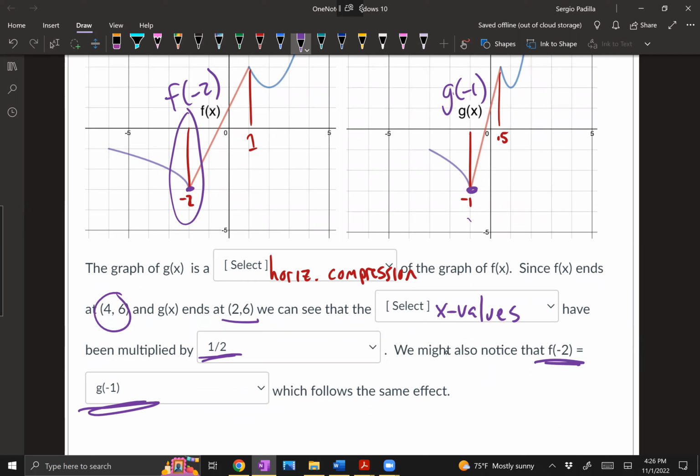Some of these in the quiz, you can either have this one, or you might have the one that's the opposite, where actually the graphs are just flipped, I believe, and it starts you off with the skinnier one and it goes to the wider one. So that one you would say, oh, the x values are multiplied by 2 and it's a horizontal stretch instead of a compression here.